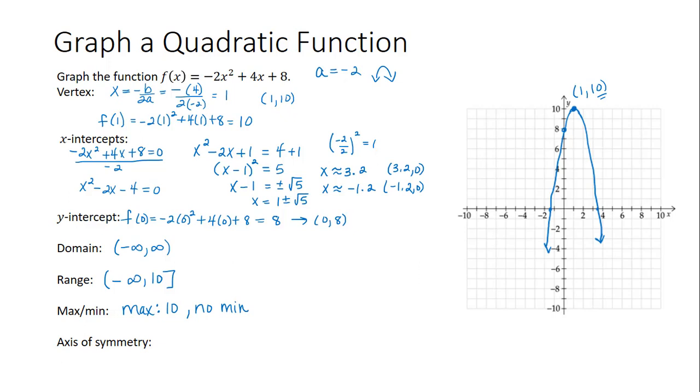The axis of symmetry is a vertical line that runs through the vertex, so that would be the vertical line x equals 1.